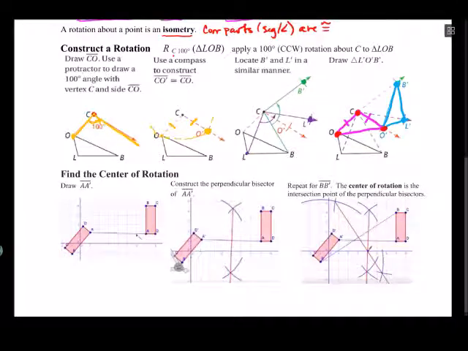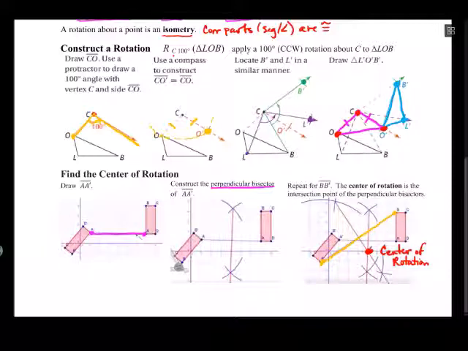So how are we going to find the center of rotation? We are going to connect our image and pre-image points with a segment, and then we are going to construct the perpendicular bisector of that segment. Remember how to do that with your compass? And then we are going to take two more points and connect our image and pre-image points and draw the perpendicular bisector of that segment. The point where our perpendicular bisectors intersect is our center of rotation.